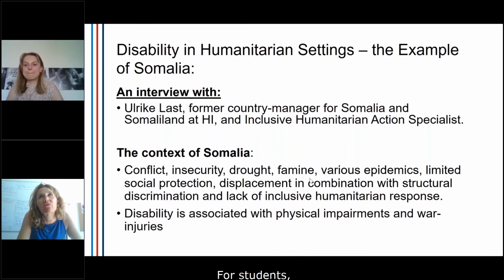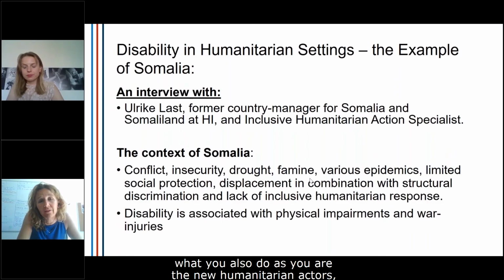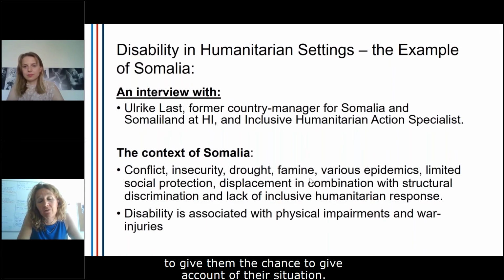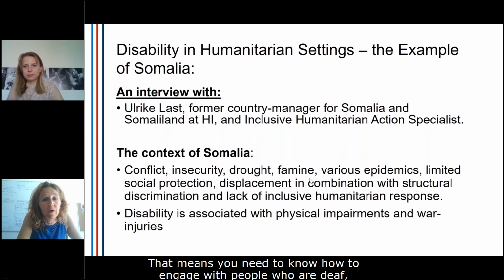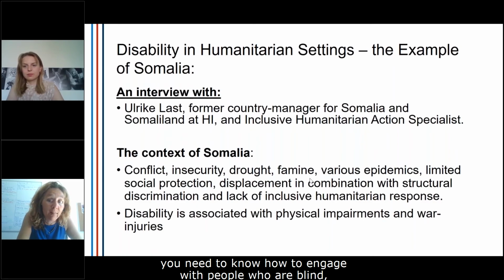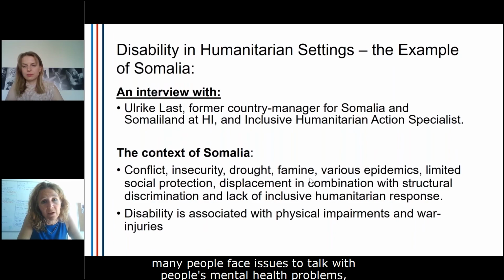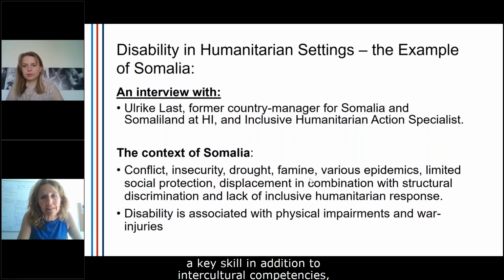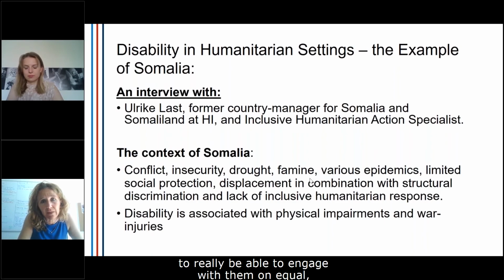Yeah, I think so. For students, I would really recommend, like what we also do as the new humanitarian actors, to be able and confident to consult local populations, to give them the chance to give an account of their situation. That means you need to know how to engage with people who are deaf, people who are blind, who may have intellectual disability, mental health problems. Many people face issues talking with people with mental health problems. They don't feel confident. So that is, of course, a key skill in addition to intercultural competencies, to really be able to engage with them on an equal basis and make sure that you don't indirectly discriminate against persons with disabilities in programming as well as in policies. So, yeah, that's a recommendation.